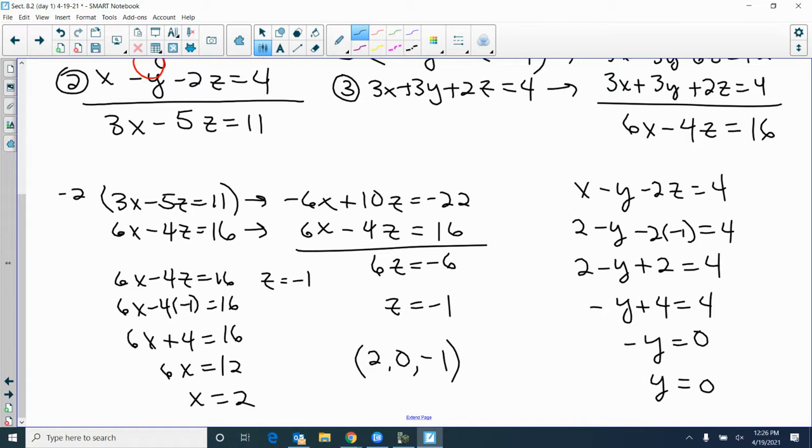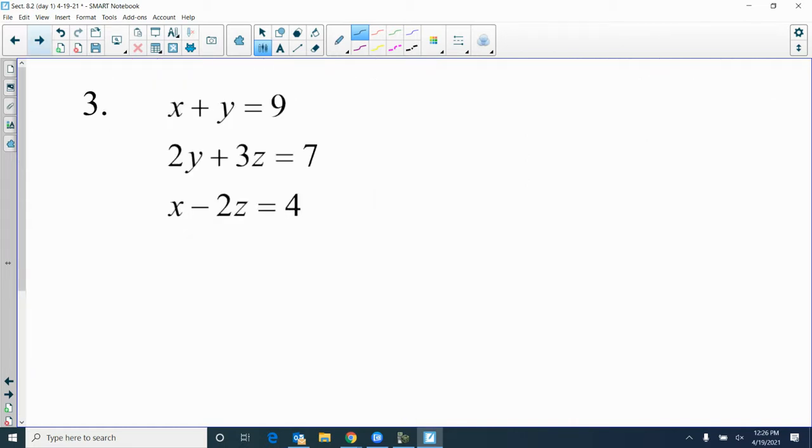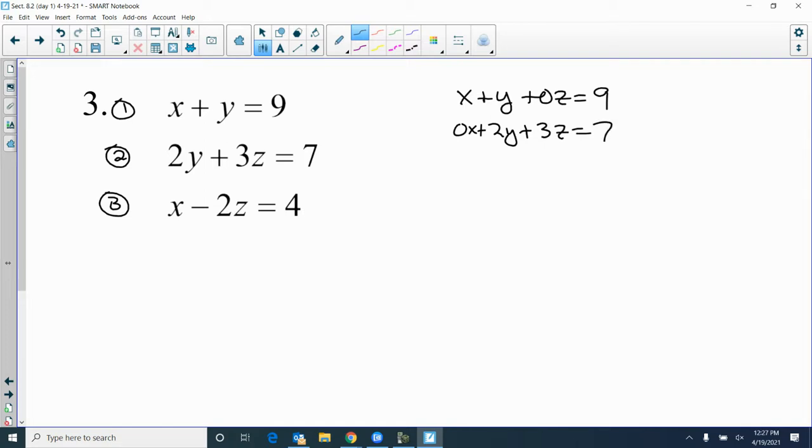All right, look at that third one. Sometimes this one causes more problems than the others, even though it should be quicker. Each equation only has 2 variables, but in total you have 3 different ones: an x, a y, and a z. So you still could call it a 3 by 3. Nobody ever does this, but you could say x plus y plus 0z equals 9. You could say 0x plus 2y plus 3z equals 7, but you don't necessarily need to do that.